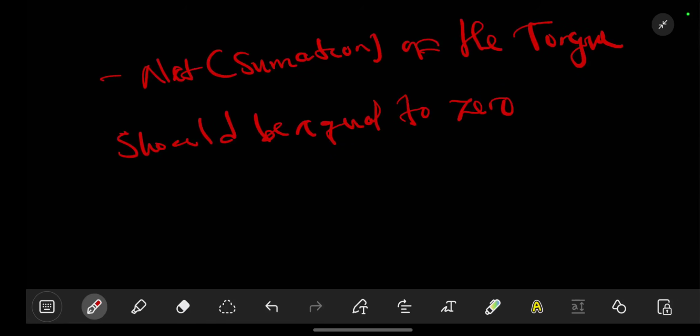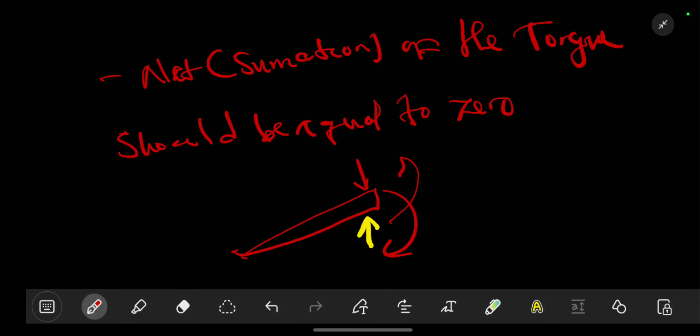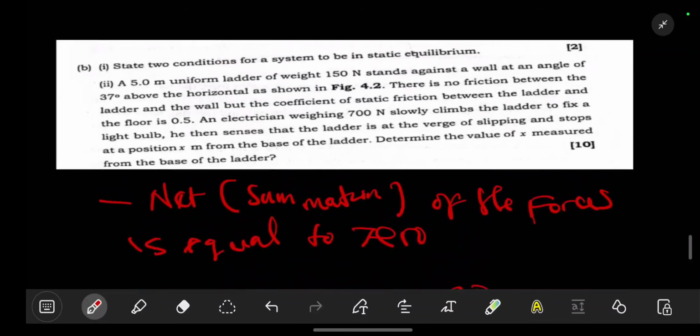Remember, torque is a turning effect of the force. Let's say you have a force that is trying to cause an object to turn like that. You should also have another force pushing the other way, so that in static equilibrium it will not be able to move, because the two torques cancel each other. If this torque is 20 newton meters and this one is also 20 newton meters, they cancel each other to produce a zero net torque. So those are the two conditions for static equilibrium.